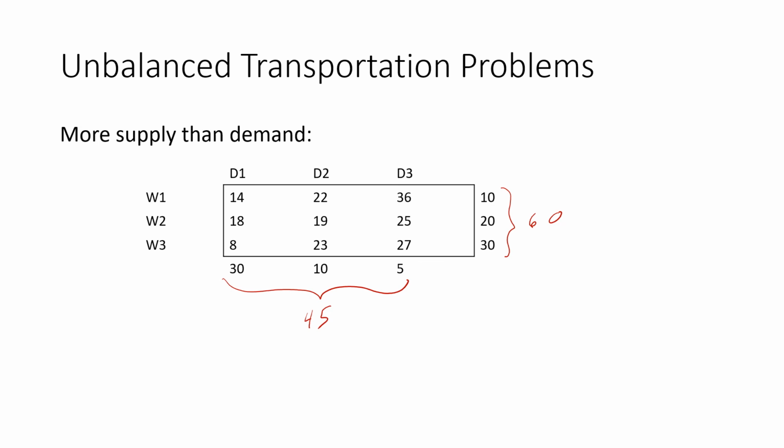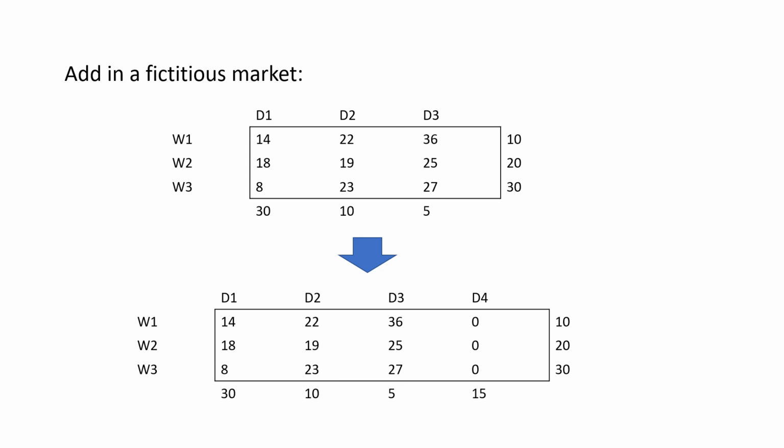What we're going to do is adjust this problem to make it balanced. We're going to add an extra column in here that takes care of it. We had 15 more supply than demand, so we're going to create this artificial demand for 15 units. And that is going to turn it into a balanced problem. So notice that we are now balanced. We now have a supply of 60, and we now have a demand of 60.